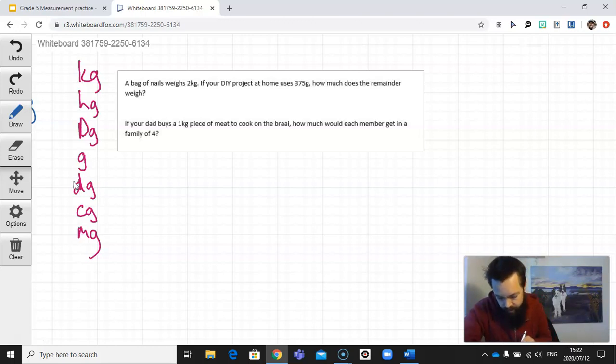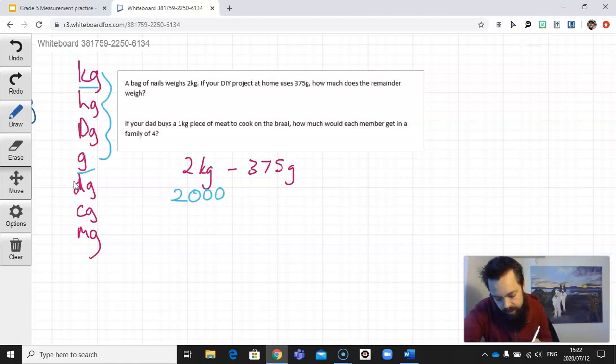Okay, so we had 2 kilograms. We need to take away the 375 grams that we used. Now we can't do this with kilograms and grams, so we need to make the one into the other. The easiest is to make the kilograms into grams, because otherwise you haven't learnt decimals yet, so that won't help you. So we're going from kilograms to grams. 1, 2, 3. We're going to put 3 zeros on. So 2 kilograms is equal to 2,000 grams minus 375 grams. Now we can do our subtraction.